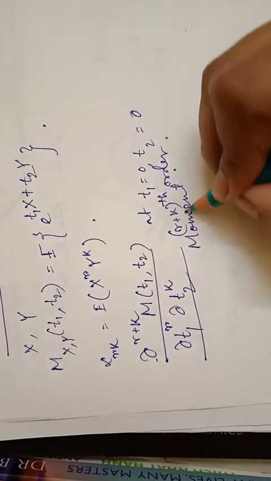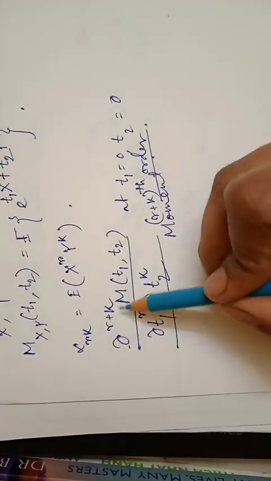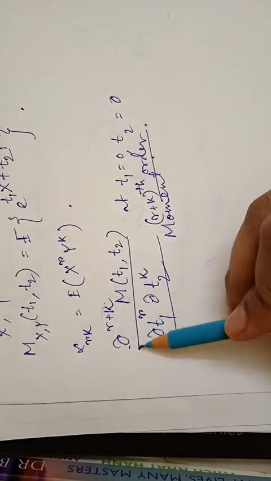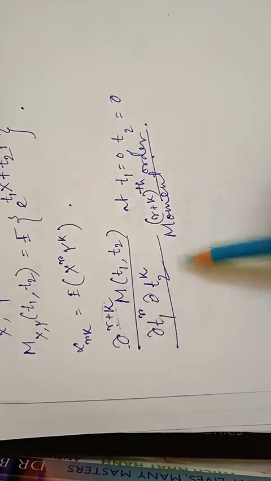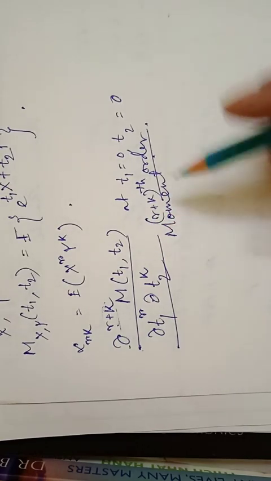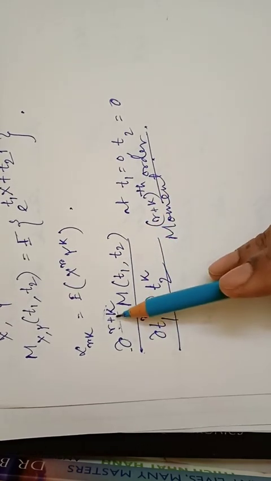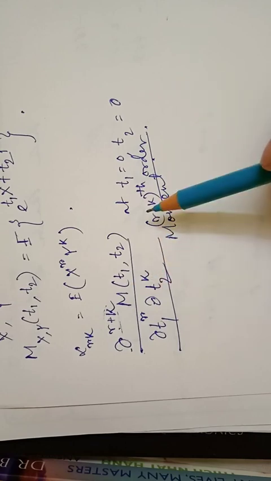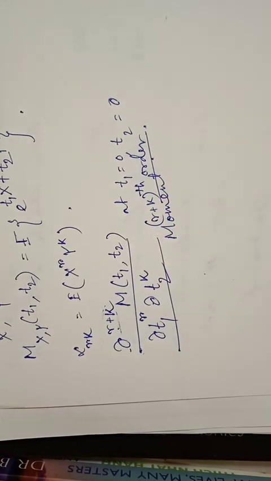So we know that by partially differentiating r plus k times, we can get the moment of those two random variables. Now you can put different values of r and k, and t1, t2, to get the exact values of different kinds of moments.